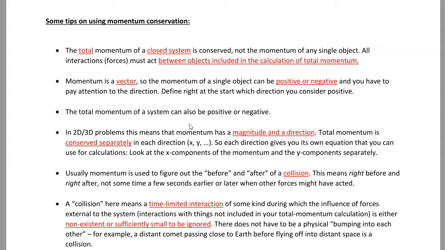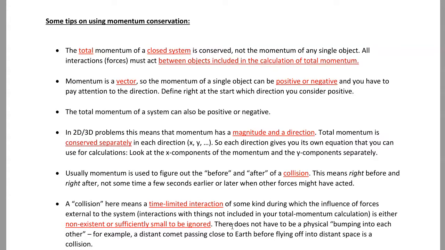Keep this list handy as you're solving problems, and also while we're talking about some more examples in the follow-up videos. They'll make more sense, and they'll hopefully help you avoid some of those mistakes that I see over and over when I see students tackle momentum problems.